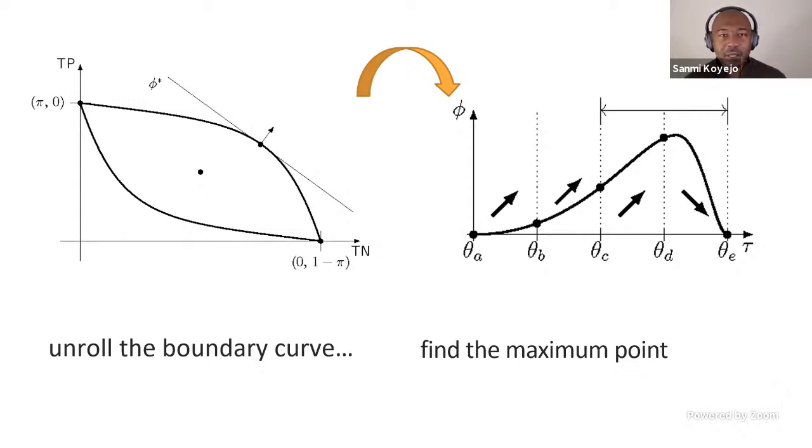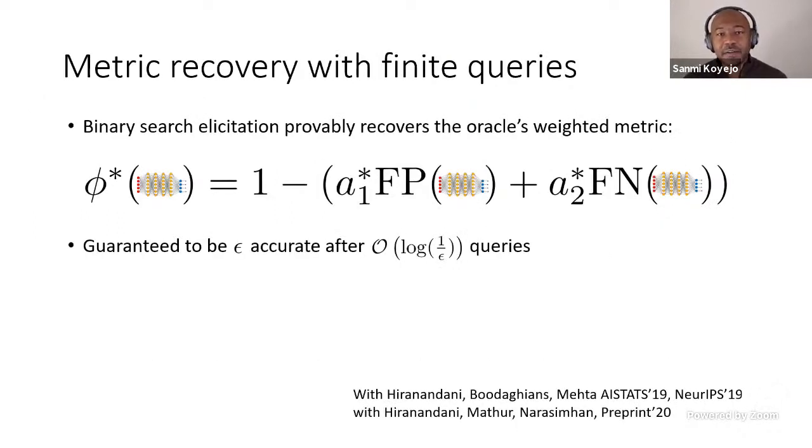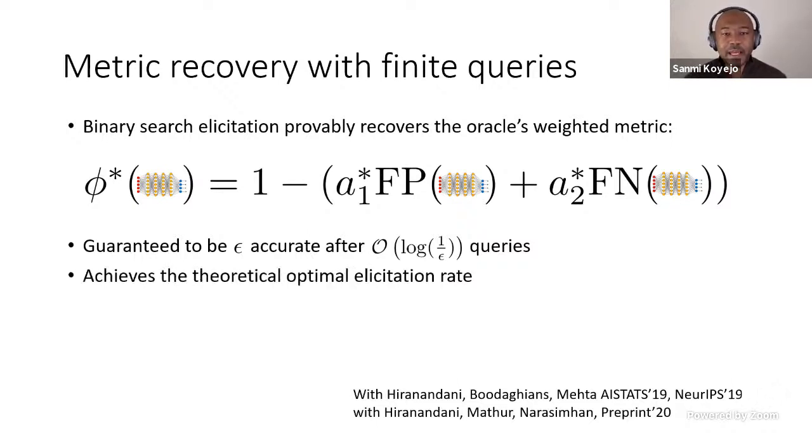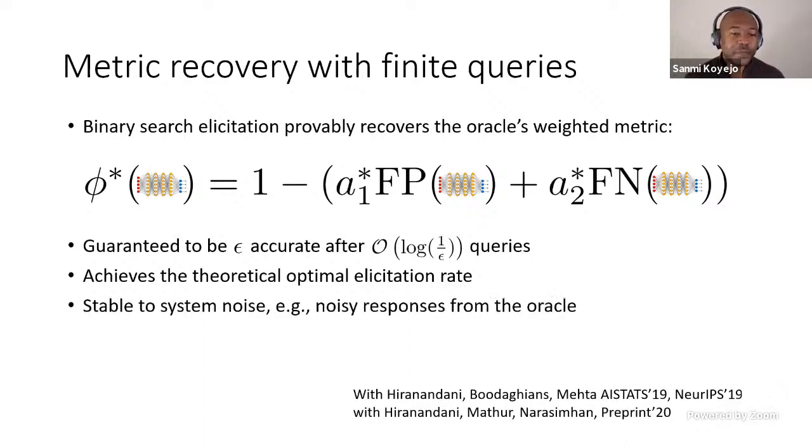Again, this maybe reminds you of basic binary search. Essentially, behind the scenes, we're using a binary search kind of routine. You can show that this algorithm has good properties. You can show that for this linear trade-off setting, this simple binary search style approach has quantifiable oracle query complexity. In particular, these parameters, A1 and A2, which are the weights, are guaranteed to be epsilon accurate after log 1 over epsilon queries. And you can also show that unless you make additional assumptions beyond what we've made, you can't do better in this setting.